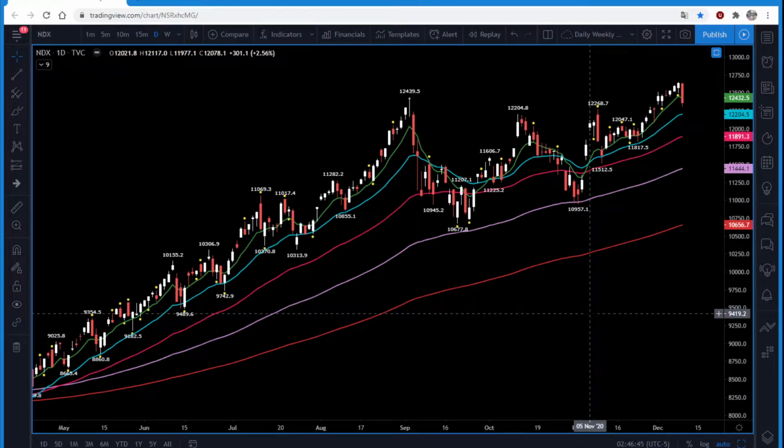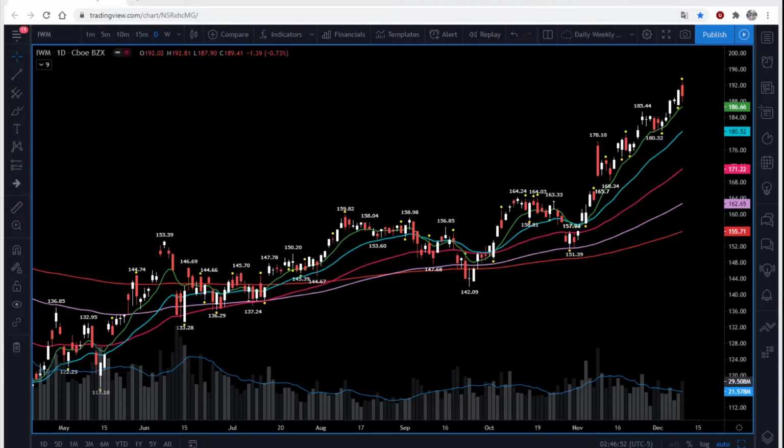So let's look into some of the names and see how extended they were. For example, small caps were really, really extended. Look at the move from the October lows, all the way from 151 to 192.81. So the move was too extended. After such a big move, it's normal to have a pullback. But even so, small caps are still above the 8-day moving average. So what do we need to start a bigger correction ahead? First, we need below the 8-day moving average. We need IWM below 186. Below 186, we have $180. That's the first target, okay? So if we go below 186, watch out for a possible $6 drop.